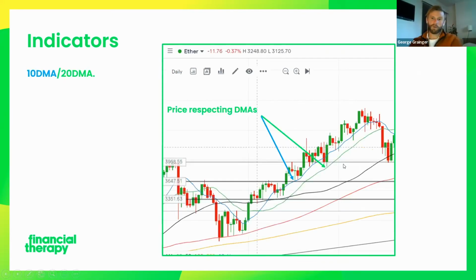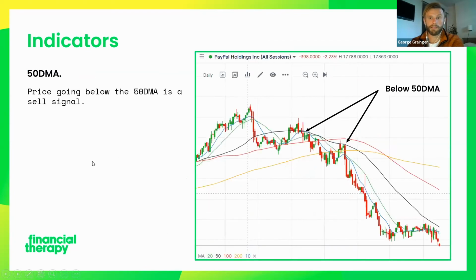And you'll see a lot of people use the moving averages to buy. If it's in a strong uptrend, you'll find that price respects the 10 daily moving average a lot, and it will respect the 20 daily moving average. And also you get the 50 daily moving average.